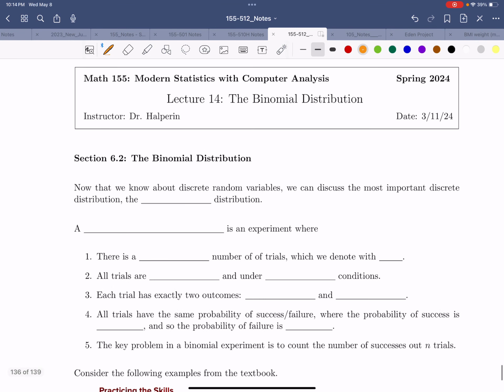Hey everyone, let's look at section 6.2, the binomial distribution. Now that we know a little bit about random variables, let's discuss the most important discrete distribution, the binomial distribution. Before we can define that, we have to define a binomial experiment.